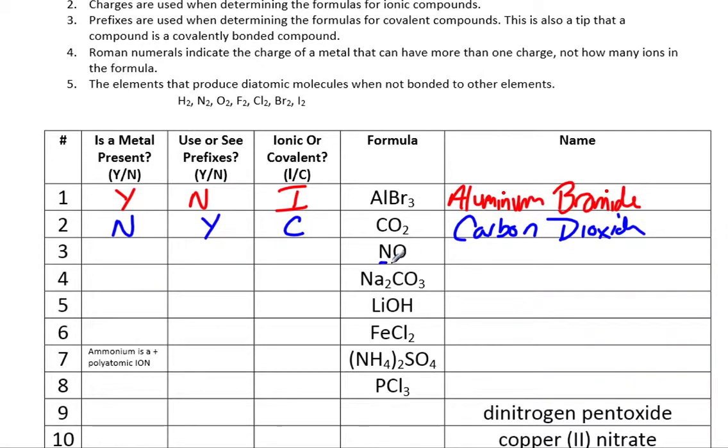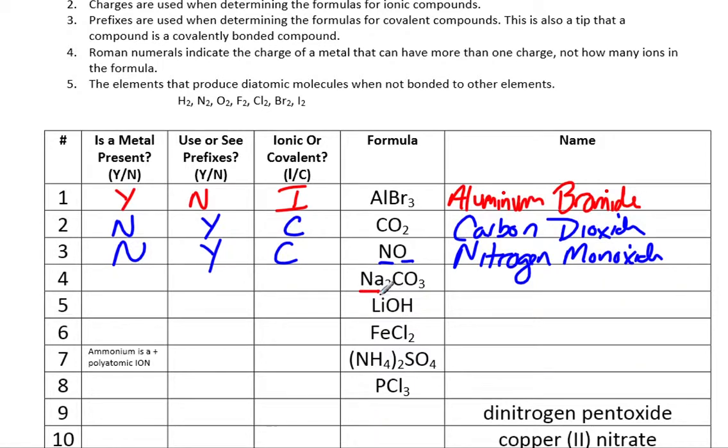All right, the next one, same thing. There's no metal. That means it's covalent. That means I use prefixes. The first element is nitrogen. We never use a prefix if there's only one of the first element, so nitrogen. And then there's one oxygen, so it's monoxide.